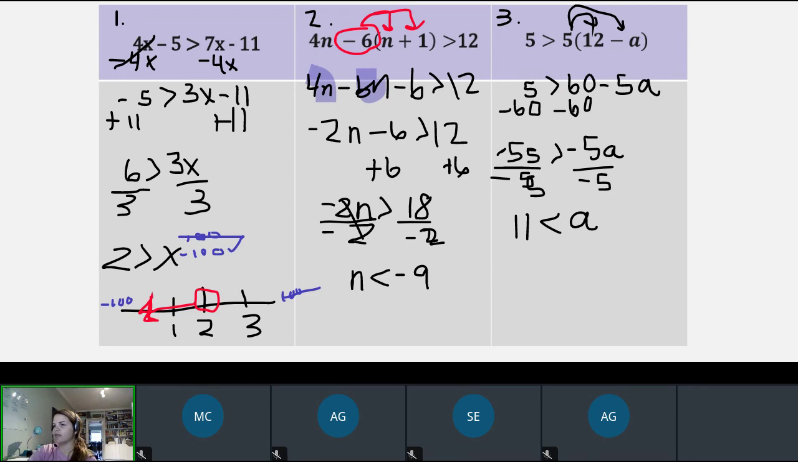Yeah, positive 11. So that means we want all values that are greater than 11. So 11 is less than a, or 11 is less than any number. Okay, so we want to make sure that the numbers on the right that we would choose for A are bigger than 11.